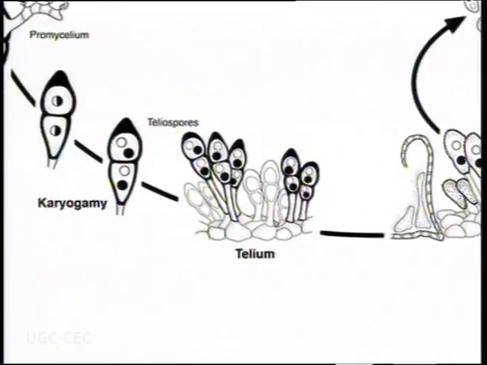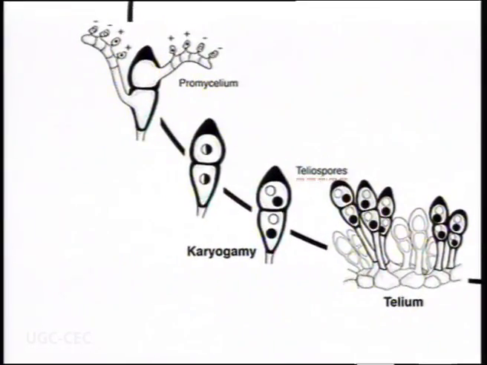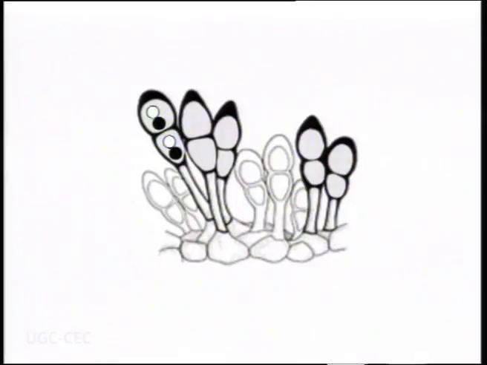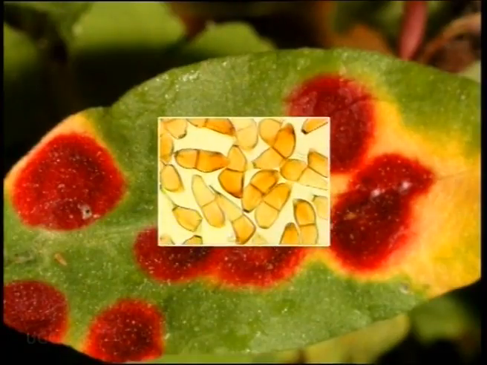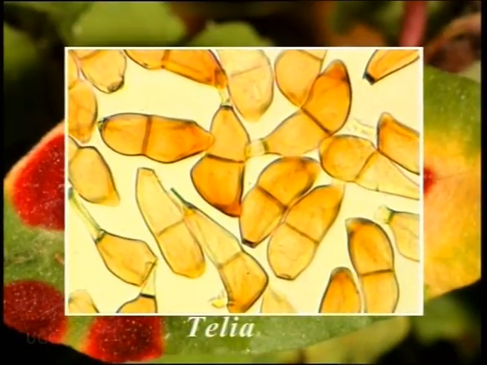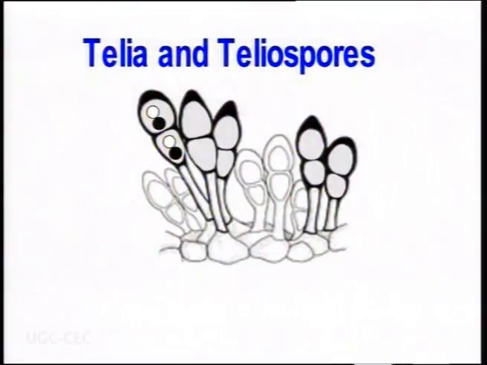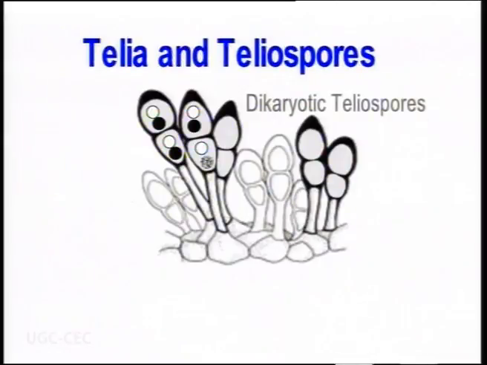Now the second stage, telia and teliospores. In the late summer and early autumn, after the host plant matures, the same mycelium that gave rise to the urediniospores now begins to form another kind of spores, the teliospores. They are produced either in the same pustule that has been producing urediniospores or in new pustules called telia. These telia form elongated, dark brown to black pustules on the stems and leaves of the host plant. This is the black stage.